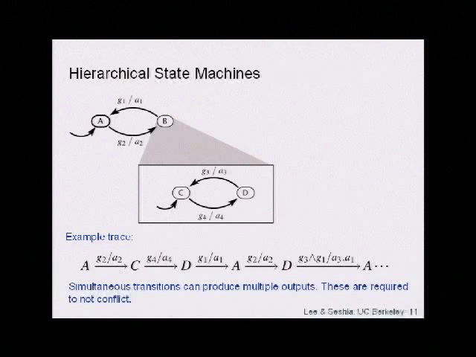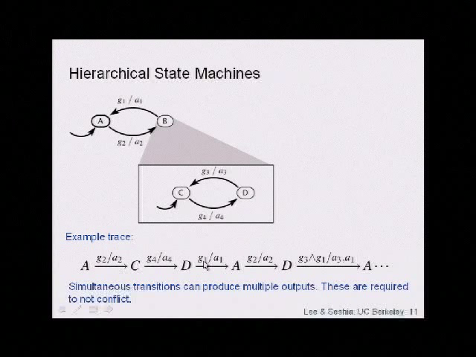Okay? So you can visualize that in the form of the trace of the state machine. So let's say the state machine starts off in A, and guard G2 is true. It generates action A2, and it goes to B. But inside B, the starting state is C, so it's going to enter state C. And then in state C, let's say G4 is true, so it goes to D. And then from D, let's say G1 is true, so it goes back to A.